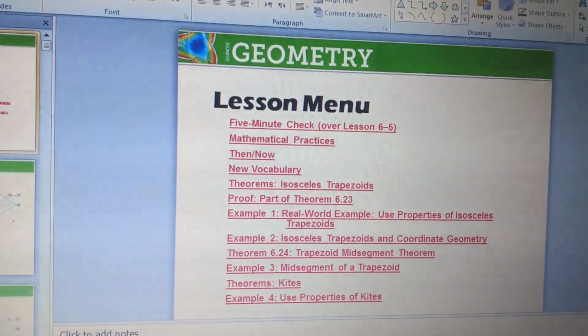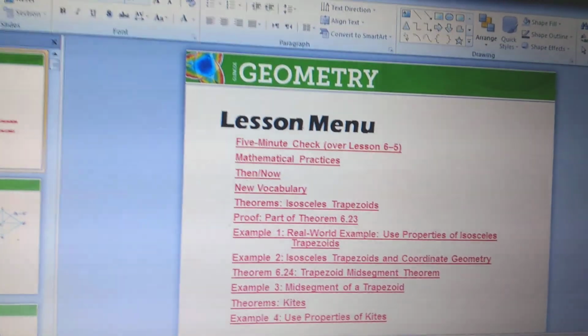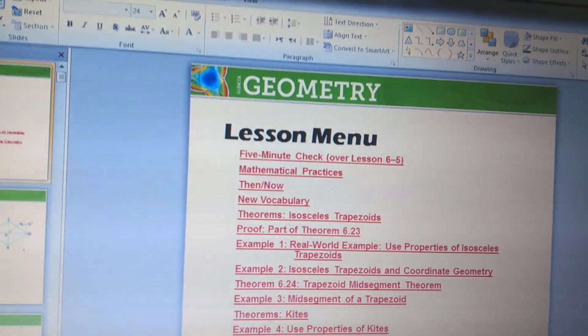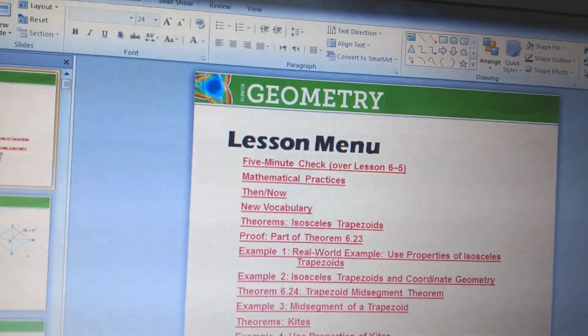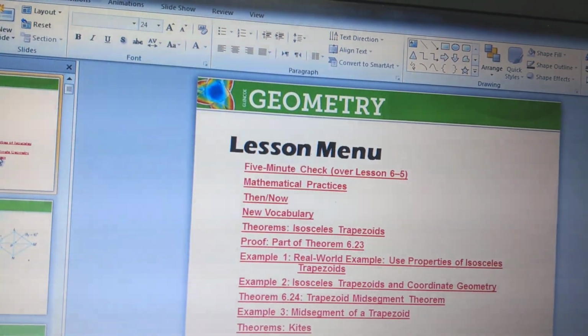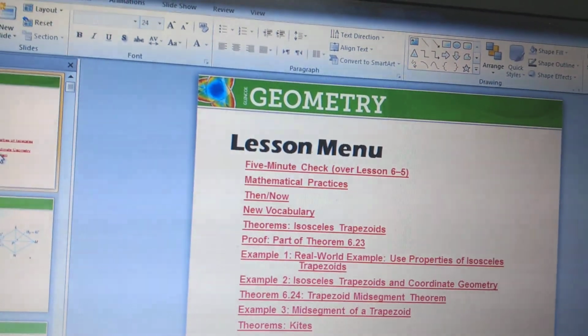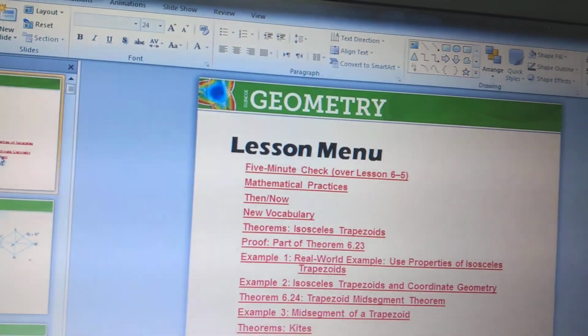Good morning, boys. Today we are going to take the last lesson in this chapter, which is about trapezoid and kites. Before we start, as usual, we have a revision for the previous lesson, which was about rhombus and square.